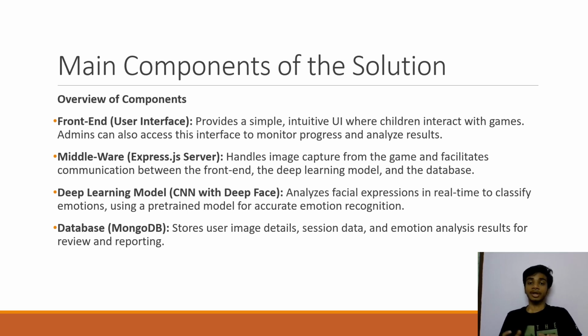Middleware, we are using an Express.js server. It is used to store the images captured during the gameplay, and it is helpful to communicate between the front end and the model, the model and the server, and the server and the database. Next, we are using a CNN model, that is DeepFace. It is used to analyze the emotions of the children and give an accurate emotion for the image. It is a pre-trained model.